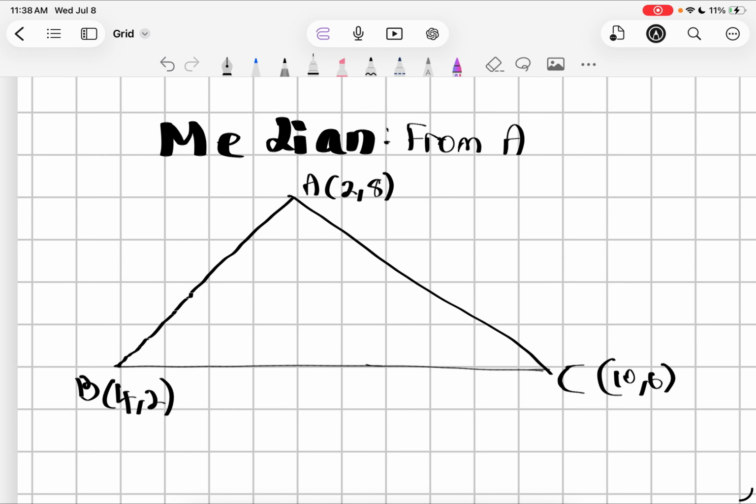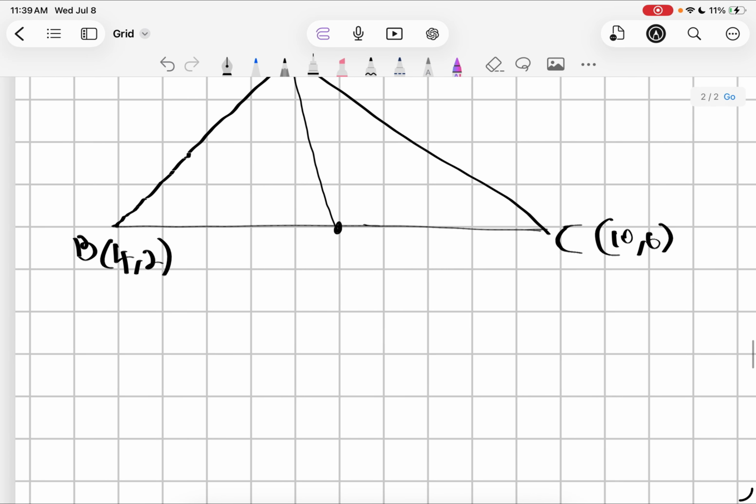First, finding the median, you would have to find the midpoint of BC, since the median is essentially a line from there to here. Median from A means... yeah, that's what it means. So first, let's find the midpoint of B and C.